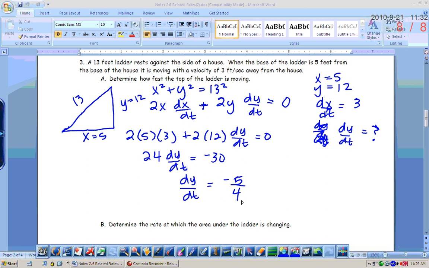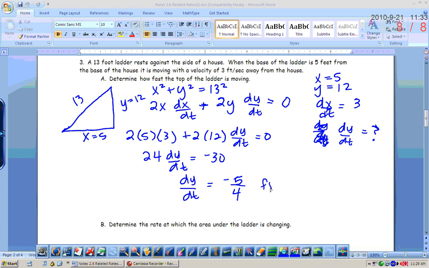And really, you're welcome to leave your answer as negative 30 over 24 because you do not have to simplify on the AP exam. I've been teaching this for 6 years, and I still forget that negative 30 over 24 is really a perfectly acceptable answer. Okay, what would the units be?